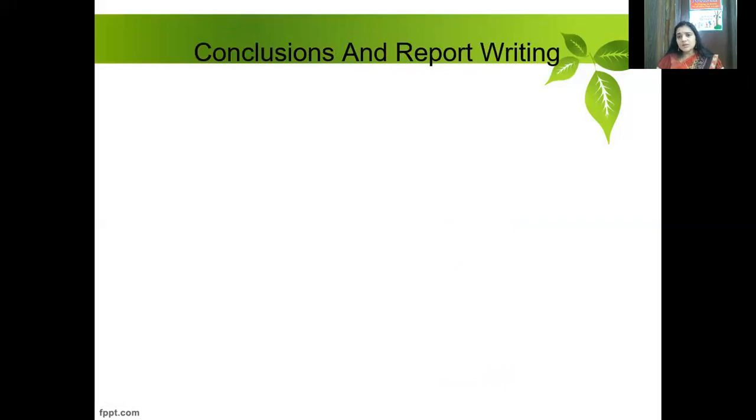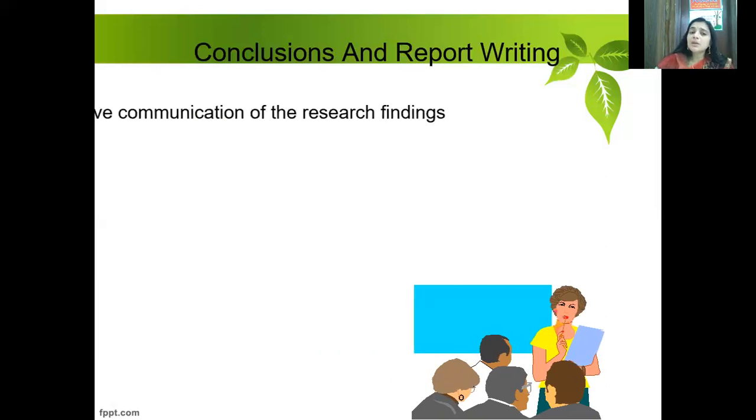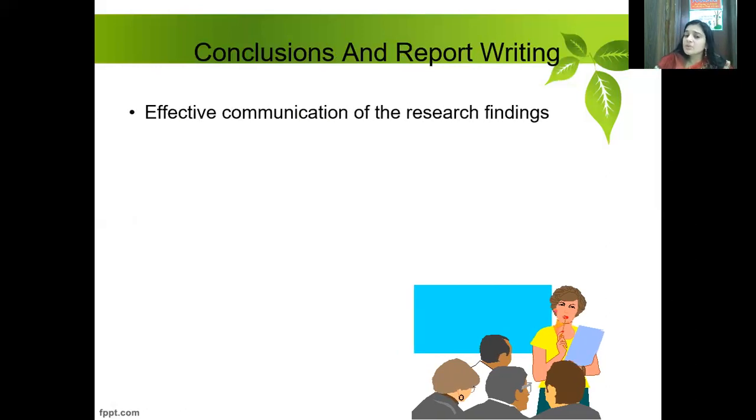Get conclusions and report writing. This is very important. See, the same data tables can be analyzed differently by 2 people. So how you conclude and how you write the report is very important. Effective communication of the research findings is very, very important. So you need to write the report very carefully.